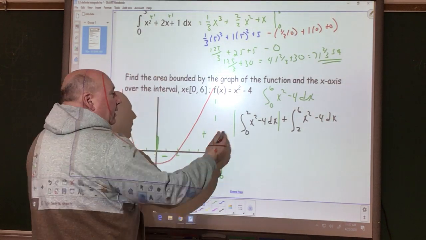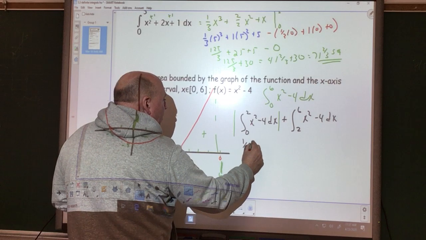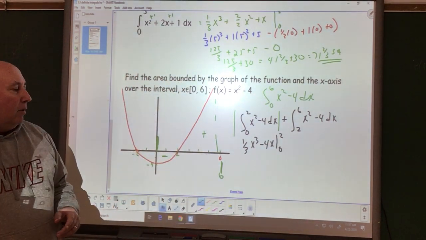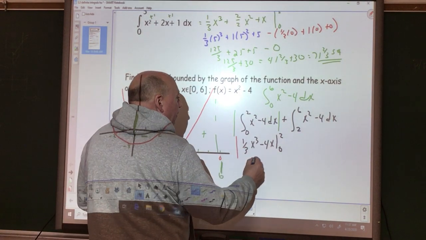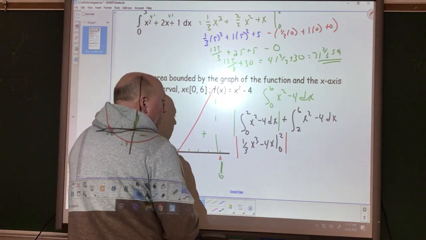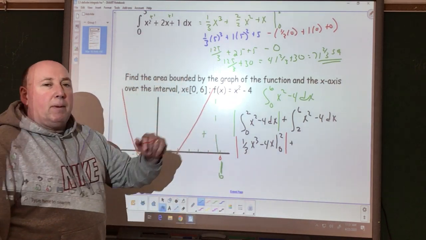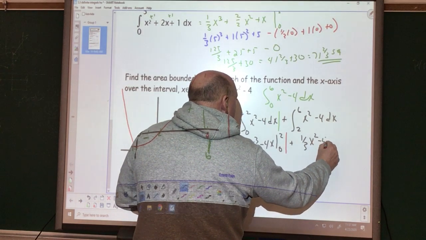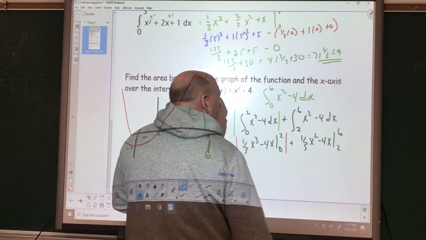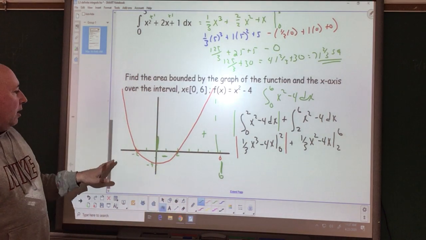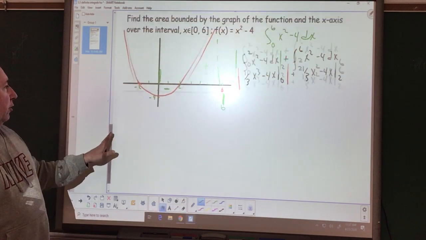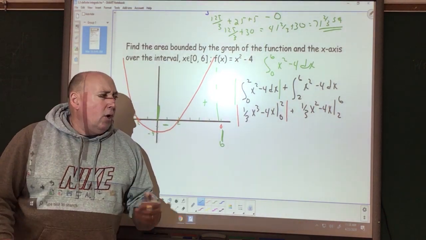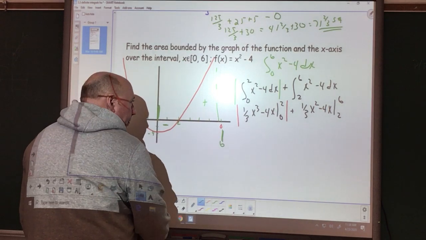So, taking a look at our antiderivative, we have 1/3 x cubed minus 4x from 0 to 2. And once again, we need to take the absolute value of this, plus the exact same antiderivative, 1/3 x cubed minus 4x from 2 to 6. So what we have to do is separate into 2 antiderivatives, which we're able to do. We're just looking at this one and this one separately.